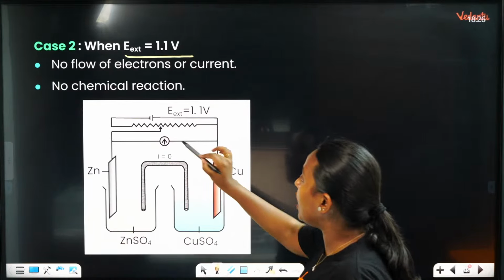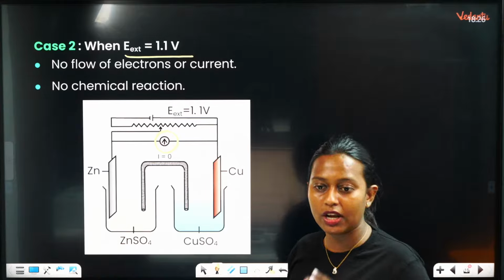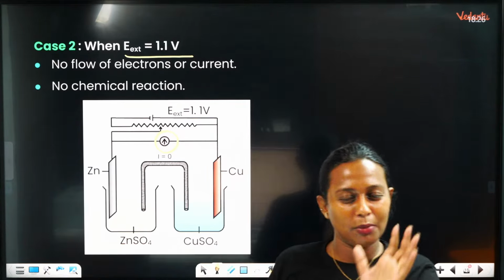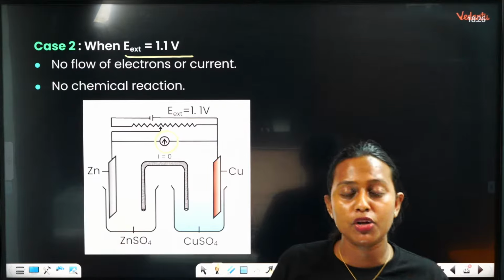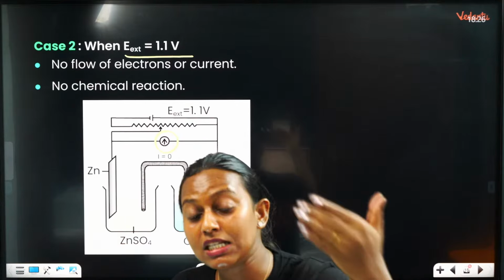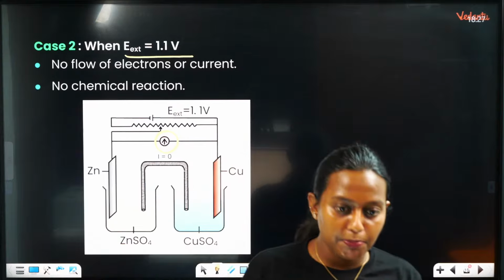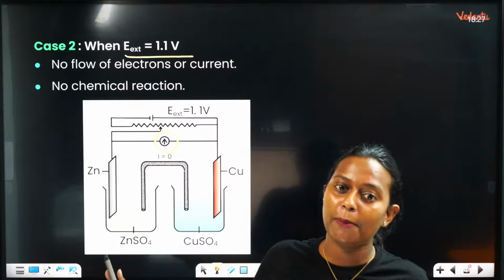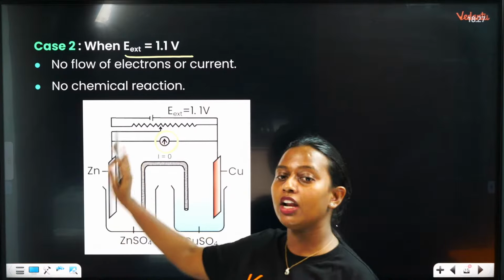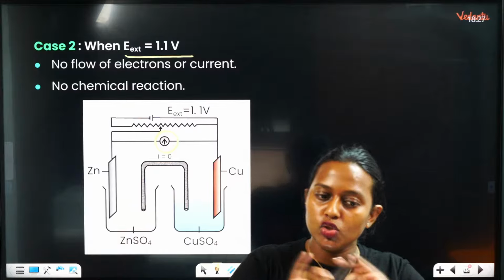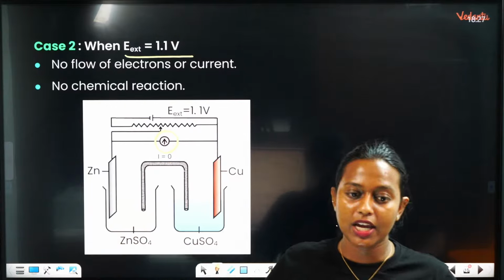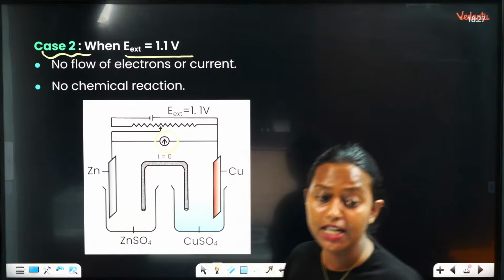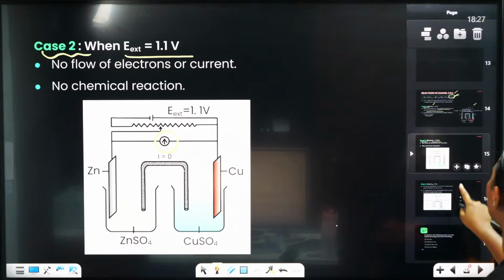We know 1.1 volt is produced here. In the Daniel cell, we know only 1.1 volt is produced. So I am applying externally 1.1 volt. Then what will happen? Nothing will happen. No current flow, no electron flow, no chemical reaction, nothing. That is case 2. Then we can move to case 3.